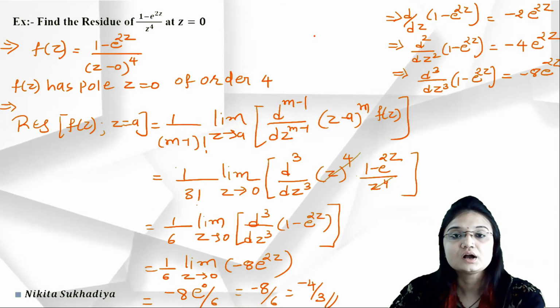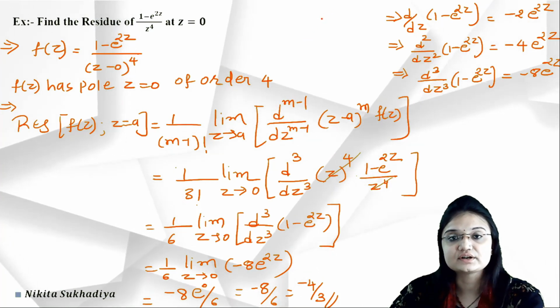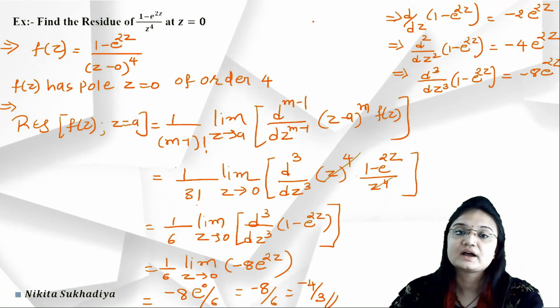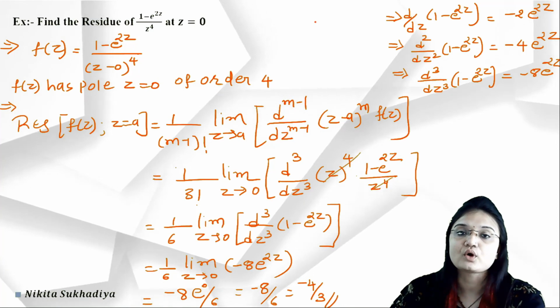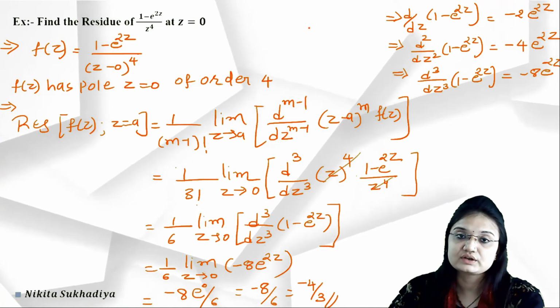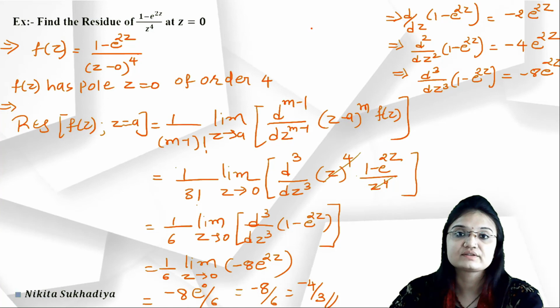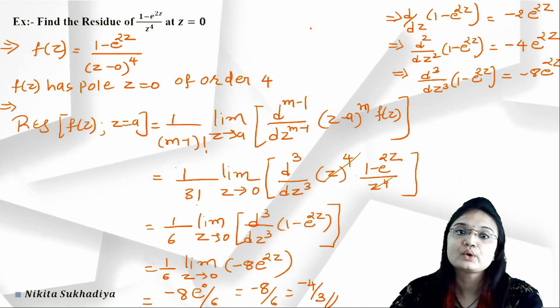Okay. So today in this lecture we have studied what a residue is and how we find the residue at a simple pole and the residue at a pole of order m. So with the help of these two formulas we can easily find the residue at a pole of any function.